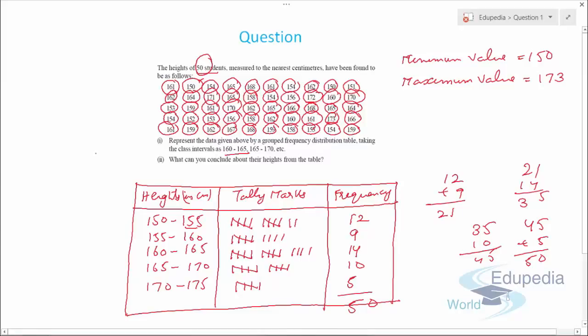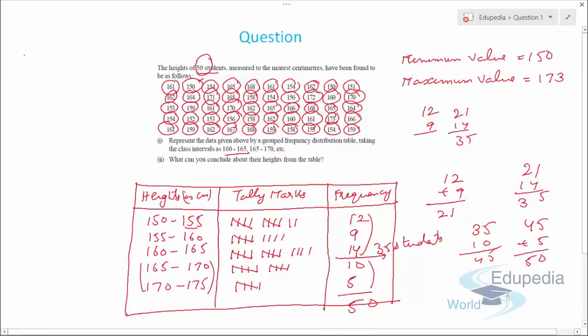Now, next we need to write what can you conclude about the heights from the table. So we need to tell what is the conclusion we can draw. If you can see properly, we have 50 students, right? If you add these three, 12, 9, and 14, it will be 21 and 14, which is 35. So till over here, we have 35 students covered, and the remaining 15 students come under this height range, right?